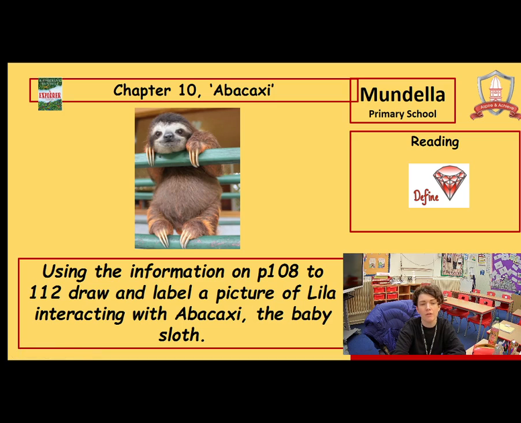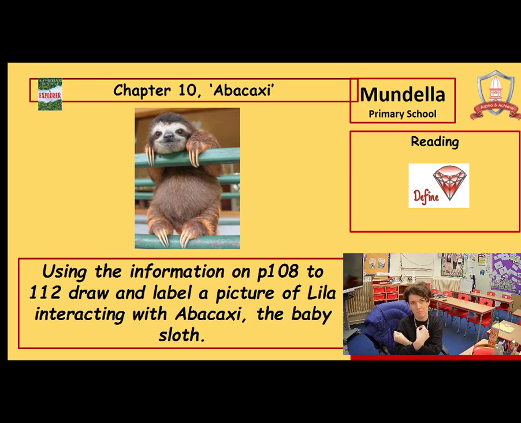Okay, now you're going to do some reading here, pages 108 to 112, and you're going to do this independently, okay? And using the information from those pages that you've read, I'd like you to draw and label a picture of Lila interacting with Abacaxi. So Lila is the one who really becomes quite attached to Abacaxi. She really likes him. And I'd like you to draw a picture and label it of how they are with one another based on what you see in those pages.